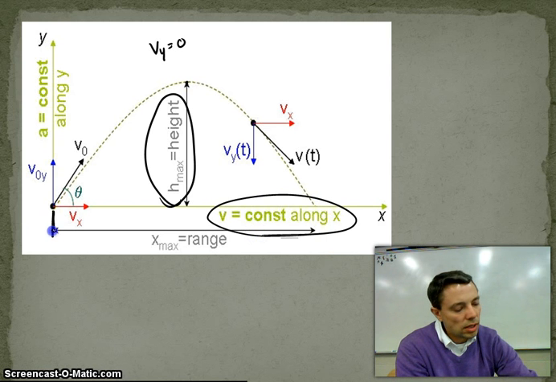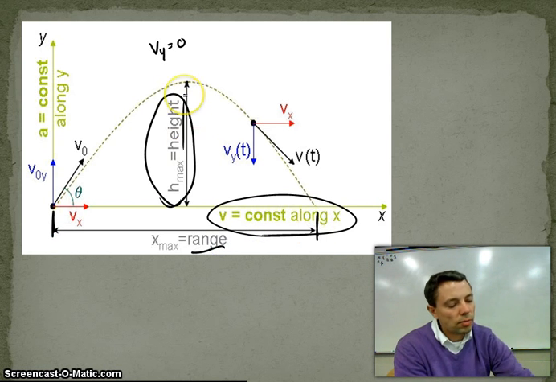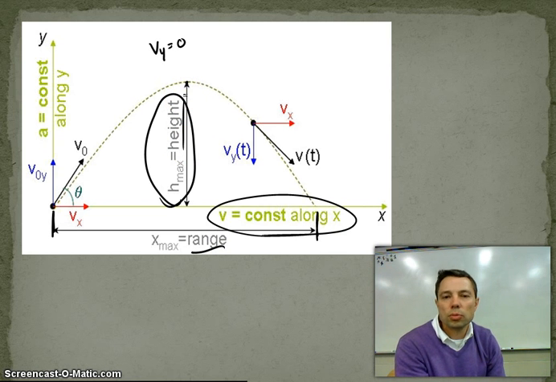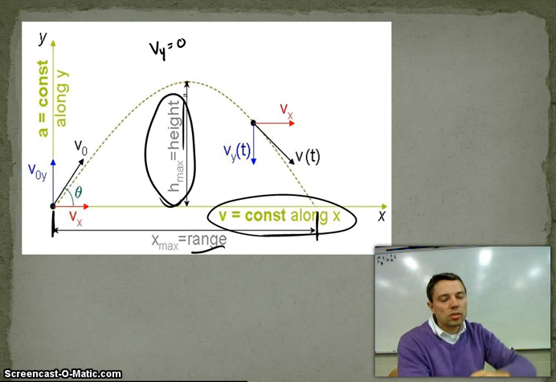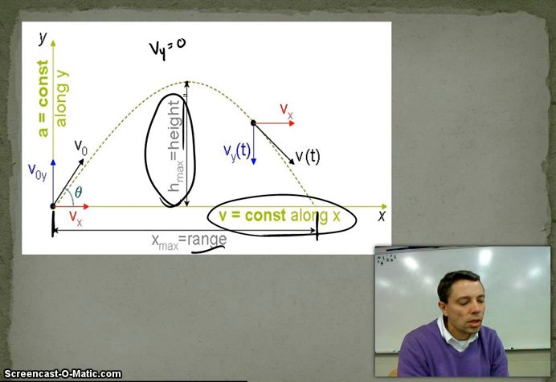So our distance here is what we call a range. So we have heights, and then we have ranges, and we have to understand the difference between the two. A range is always dealing with something in the x direction, and a height is always dealing with something in the y direction. The nice thing is that everything occurs at the same time, okay?